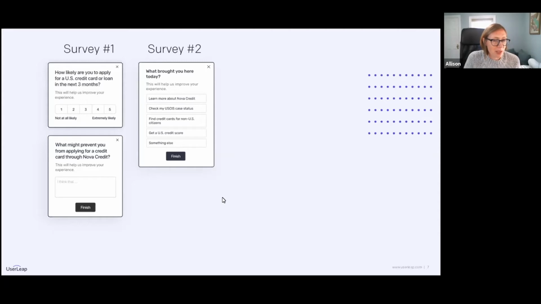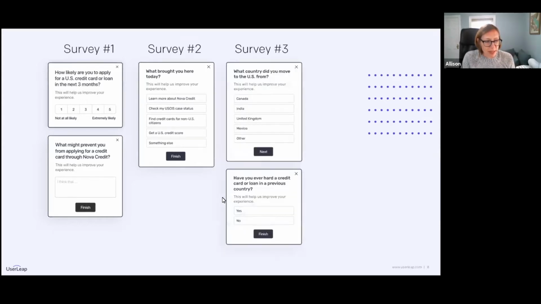So Nova Credit wanted to do one last check to make sure that they really truly were attracting the right audience. And so we launched a third survey. This was asking what country the visitors came from and whether they had a credit card or a loan in a previous country. This was really to establish that we understood they were immigrants, but were they immigrants that Nova Credit was capable of serving?